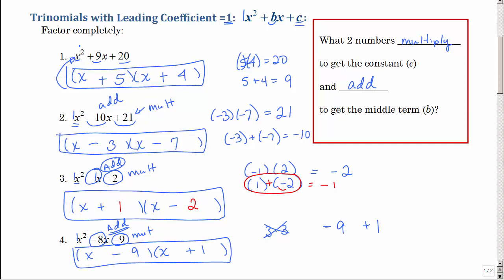So look, the first one, we had both pluses. The second one, we had a plus here and a minus there, so we had to have a negative times a negative to get that positive. We were multiplying. But when they're both negative, you're going to have a plus and a minus. And you have to work them out right where you get that middle term.